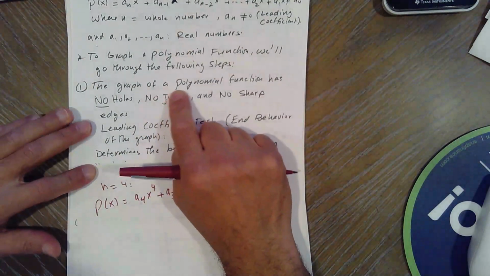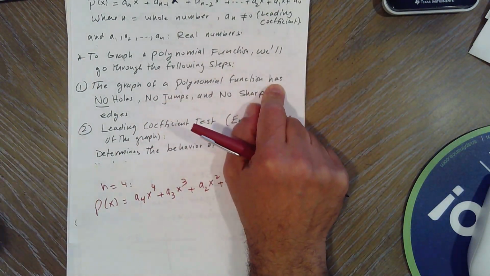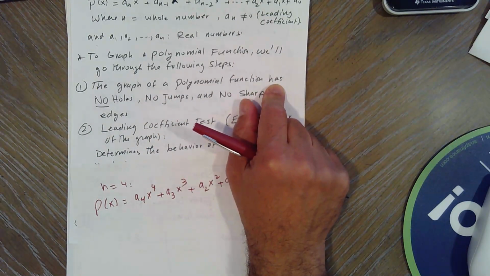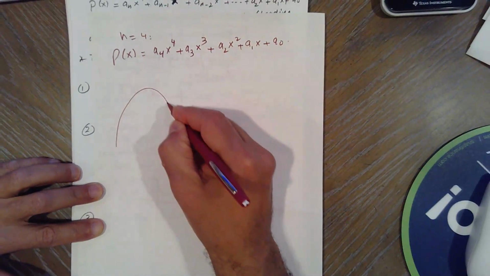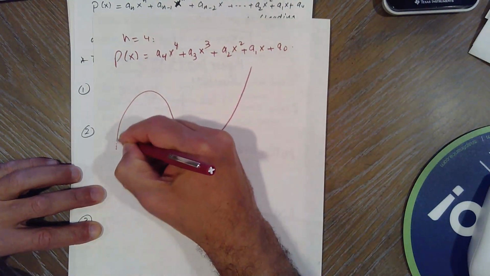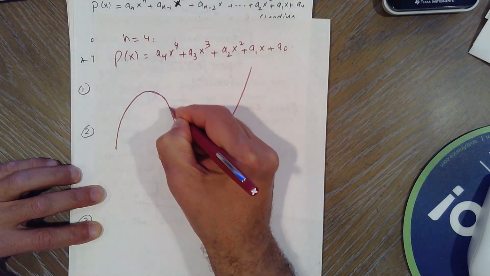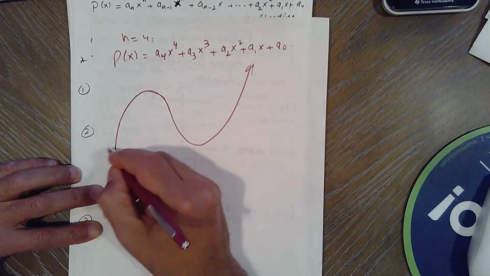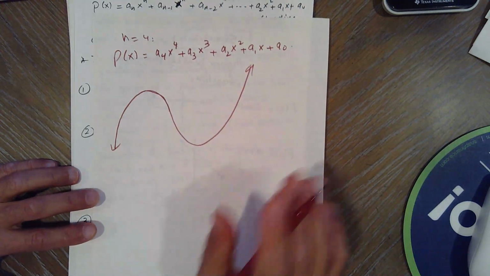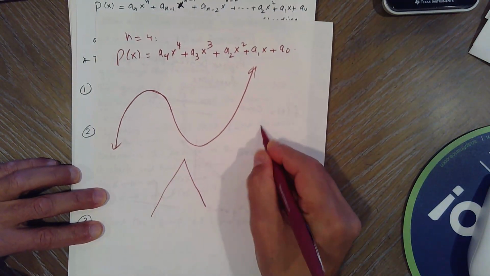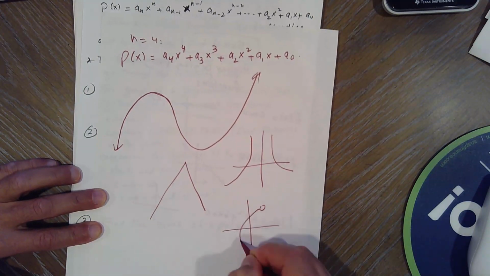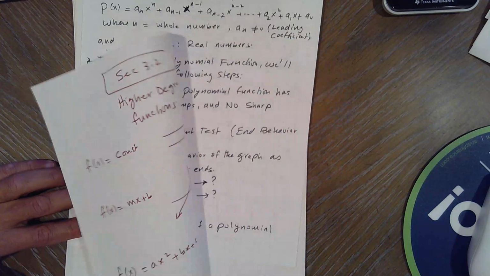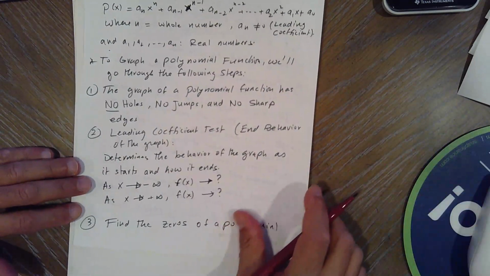The first one is not actually a step, it's an observation. The graph of a polynomial function is a continuous and differentiable function, meaning no holes, no jumps, and no sharp edges. When you run your pencil along it, it's not going to cut you, you're not going to have a hole, and you're not going to jump. So that's how you know you have a graph of a polynomial function: no sharp edges, no breaks, and no holes. That's something we should know when we're graphing polynomial functions.